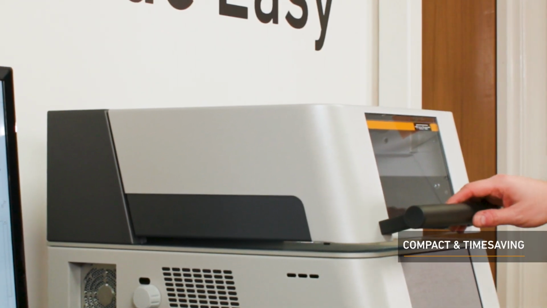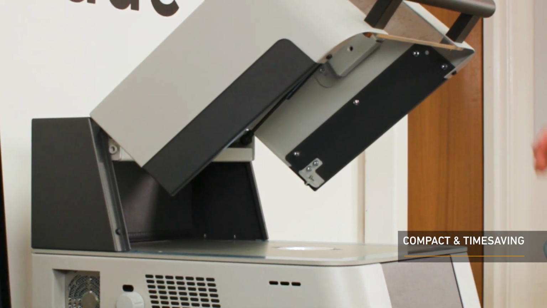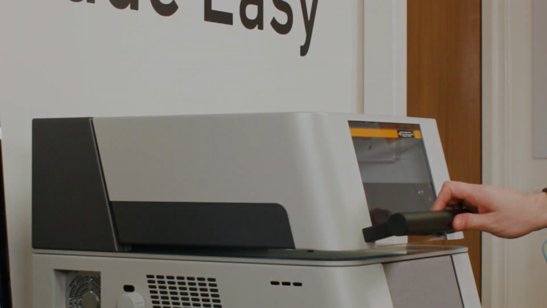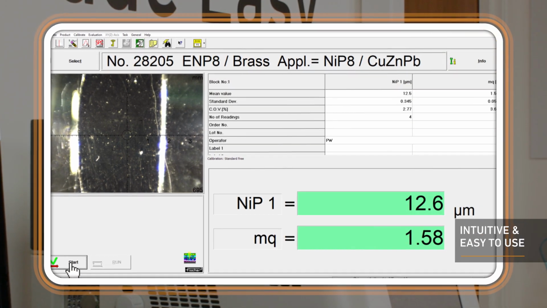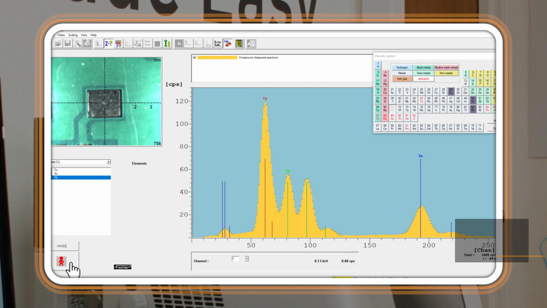The X-ray beam direction is upwards, which allows for a compact design that's perfect for a wide range of sample shapes and sizes. The instrument has easy-to-use software, enabling powerful reports laid out in a simple way.